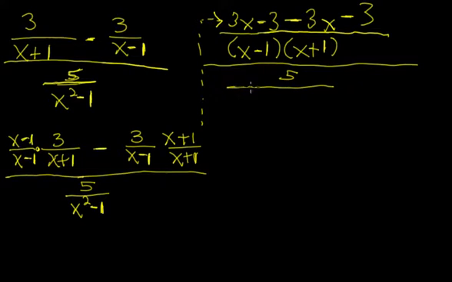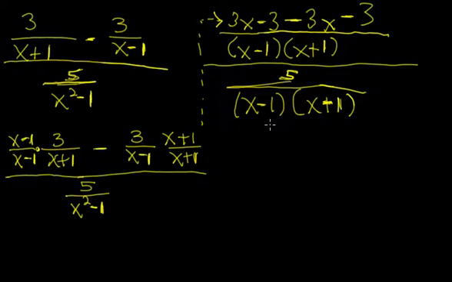5 over, well, now I'm going to factor this because I want to get my restrictions, right? Alright, so my restrictions are x can't equal 1, nor can it equal negative 1. Right? If it's 1, that's 0. If it's negative 1, that's 0.